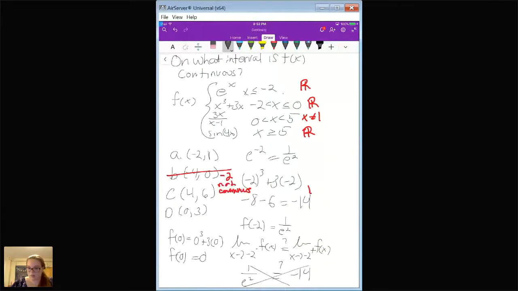Take a look at the second piece of your function that it would have been in. Look at 3x/x minus 1. Good. Okay, Corey got it. So because it's discontinuous at 1, we can't have 1 included in our domain. So yes, our interval can go up to 1, but it cannot include 1. So A, -2 to 1, is our correct answer here. Yes, good job, Corey.